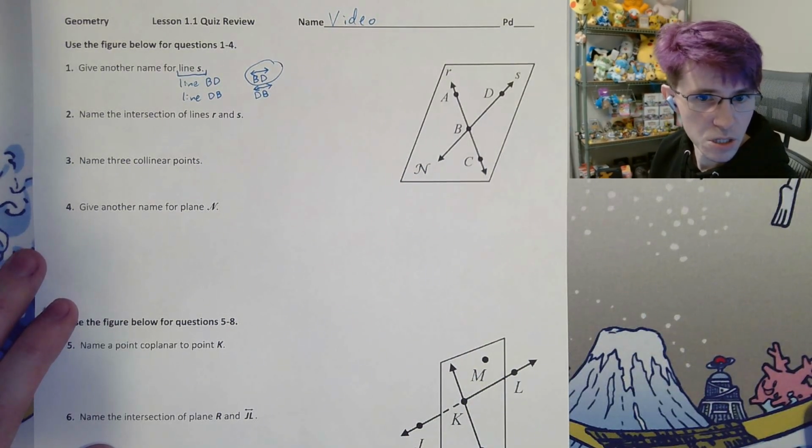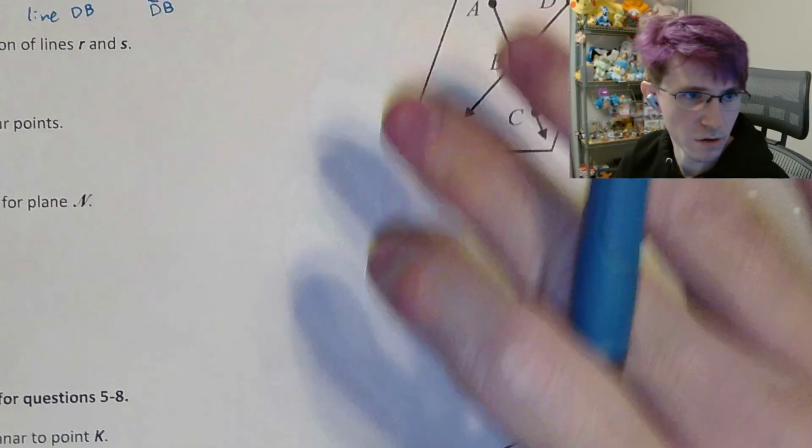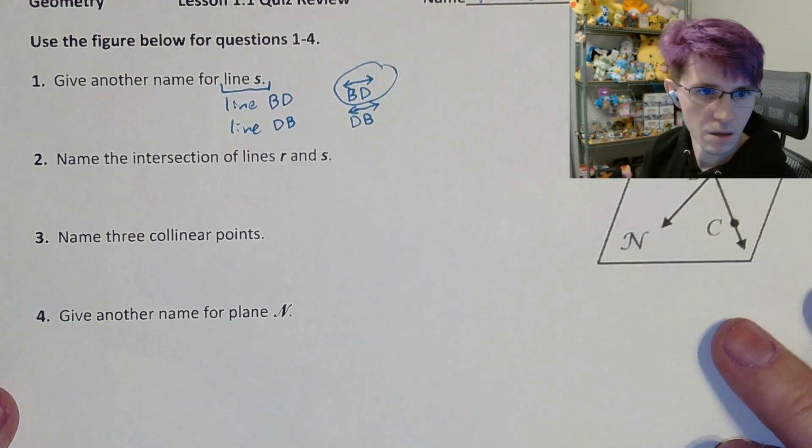Name the intersections of lines R and S. You know what? Actually, let me see if I can do a little bit of zooming in. Actually, might be better for this video. Yeah, nice and big there.